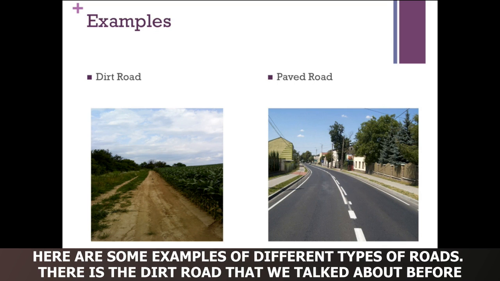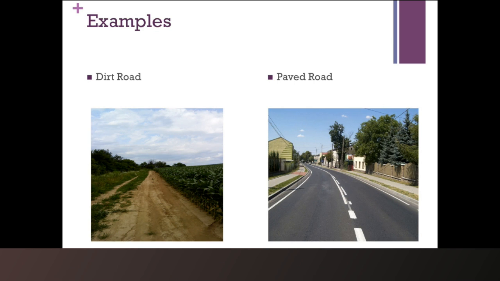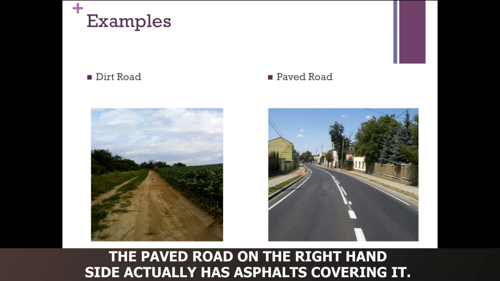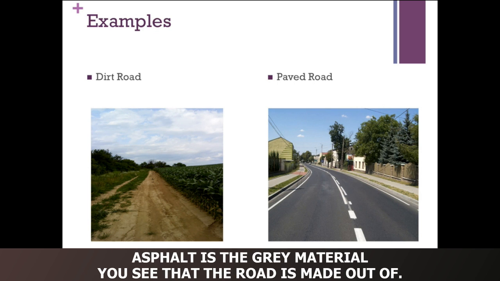Here are some examples of different types of roads. There is the dirt road that we talked about before. As you can see, the dirt road doesn't have any kind of material on it except for dirt. The paved road on the right-hand side actually has asphalt covering it. Asphalt is the gray material you see that the road is made out of.